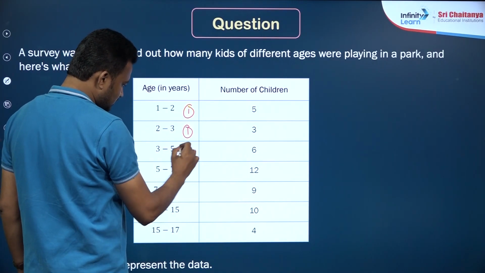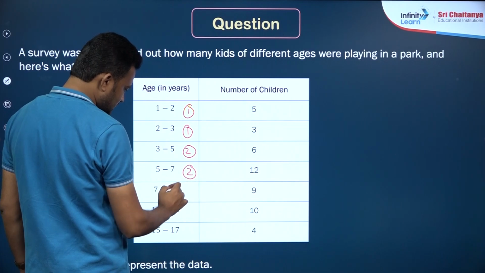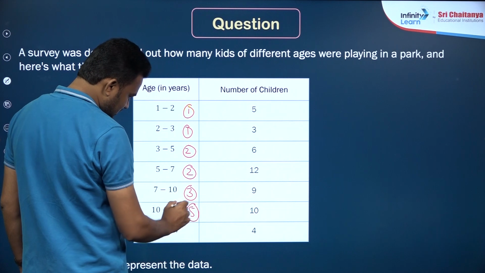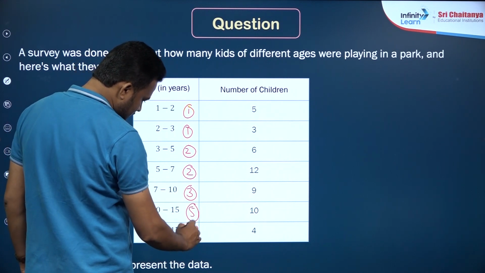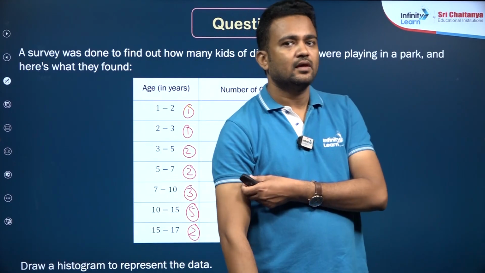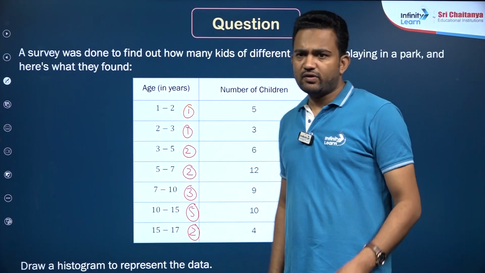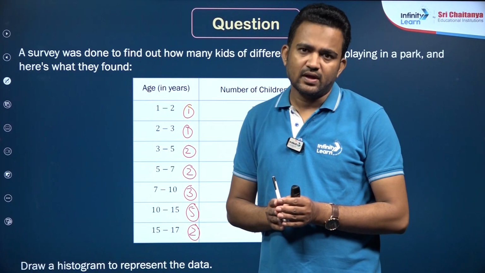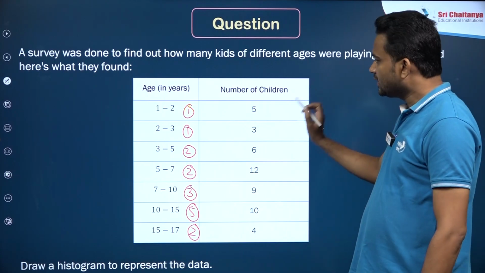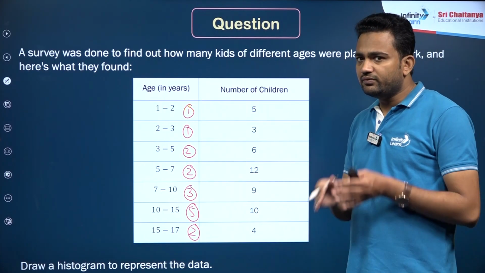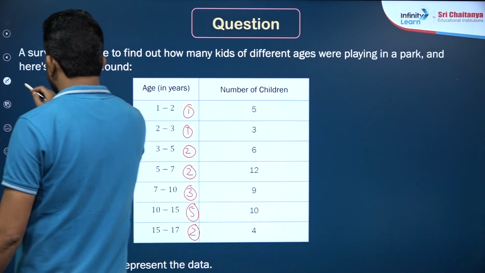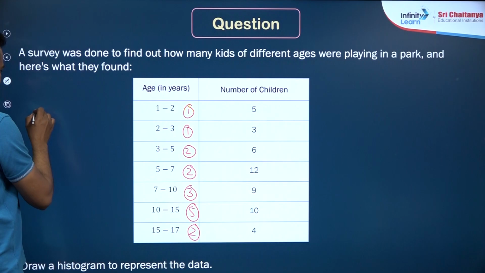5 minus 3 is 2. 7 minus 5 is 2. 10 minus 7 is 3. 15 minus 10 is 5. And here we have 2. So the class size is not the same. Means class width is not uniform. So since the class width is not uniform, we cannot change the class interval, but yes, we have to adjust the frequency. Means we will find the adjusted frequency, and there is a formula to find it.